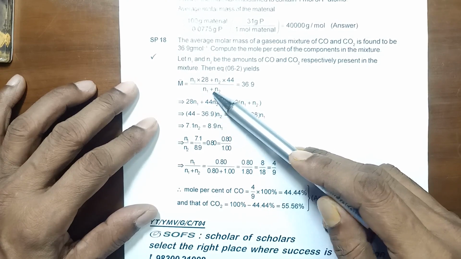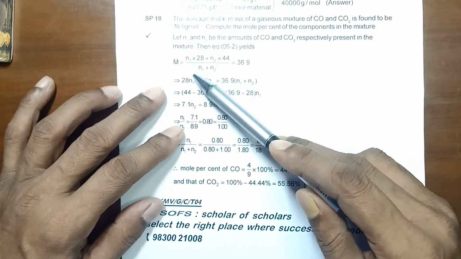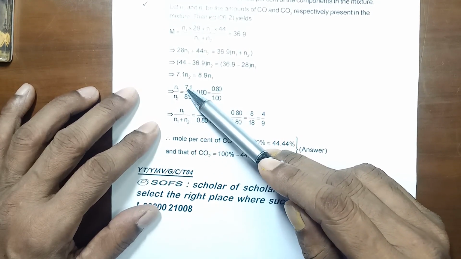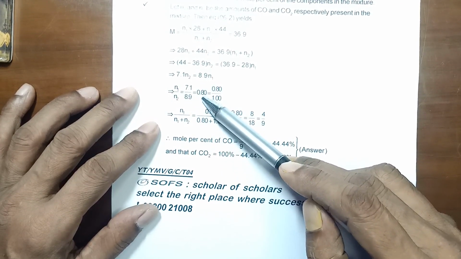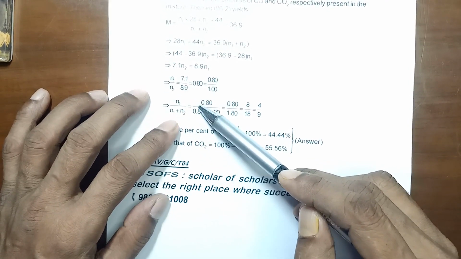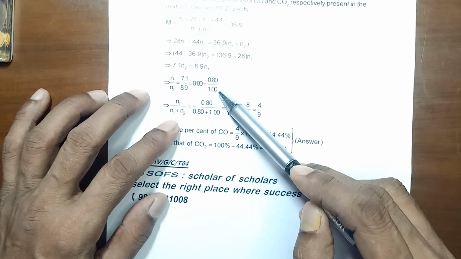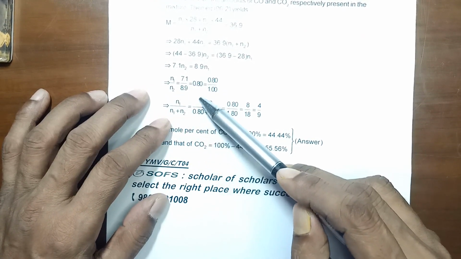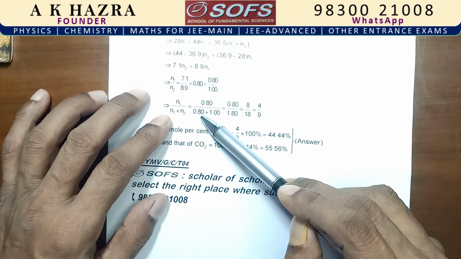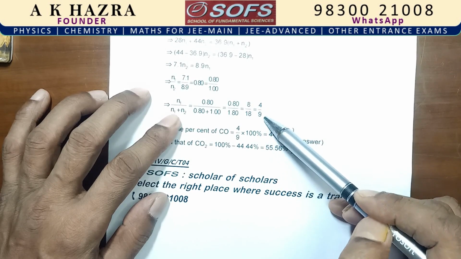Divided by total number of moles, N1 plus N2, it is given as 36.9 gram per mole, the average molar mass given in the problem. Now 28 N1 plus 44 N2 is equal to 36.9 times (N1 plus N2). If we calculate, we will have N1 by N2 is equal to 7.1 by 8.9, approximately 0.80. So we can write 0.80 by 1.00. Then by the ratio concept, N1 by N1 plus N2 is 0.80 by 0.80 plus 1.00. N1 corresponds to 0.80, N2 corresponds to 1.00. The treatment on the left side and the right side must be exactly the same. So this is simply 8 by 18, so 4 by 9.